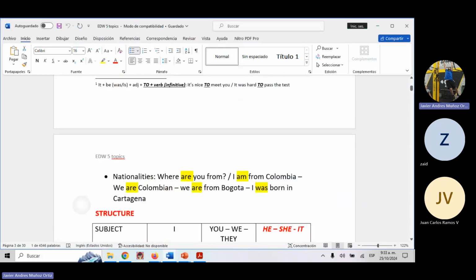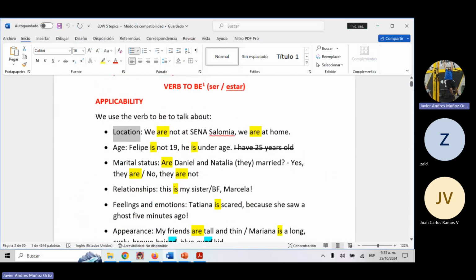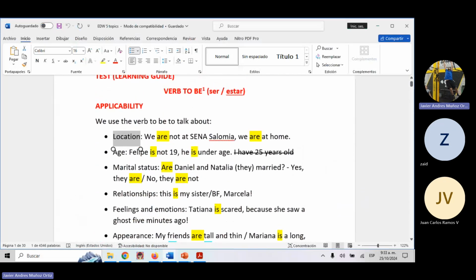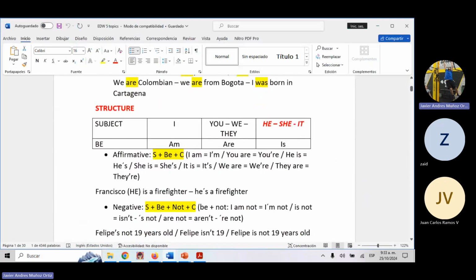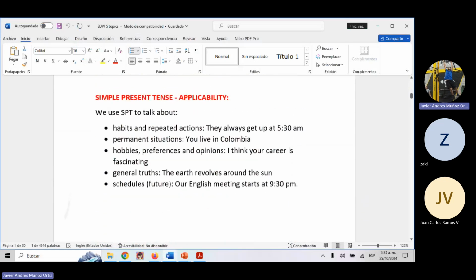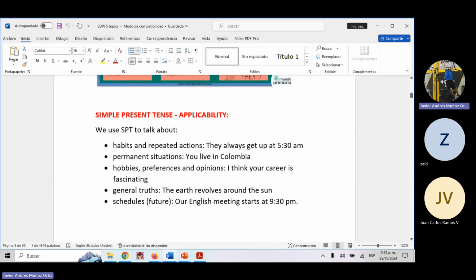We mentioned before that verb to be is used, I mean, its applicability is to talk about locations, marital status, appearance, personality, occupations, and so on. What about simple present tense? In this case, simple present tense is going to be used to talk about something of long term, events of long term. More specifically, something permanent.